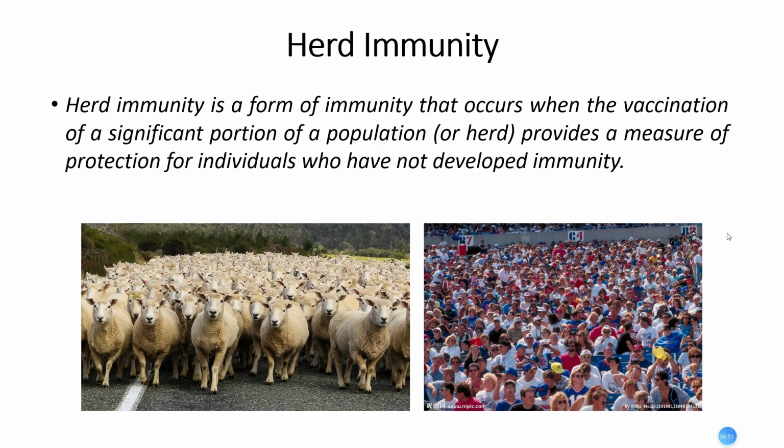So herd immunity, first we want to understand what is herd. What is herd? That's a herd, right? And this is also a herd. So herd means population, a group of people, a group of animals, we call a herd. So herd immunity is a form of immunity that occurs when the vaccination of a significant portion of the population can provide a measure of protection for individuals who have not developed immunity. So it's a long sentence, which is not easy to understand.